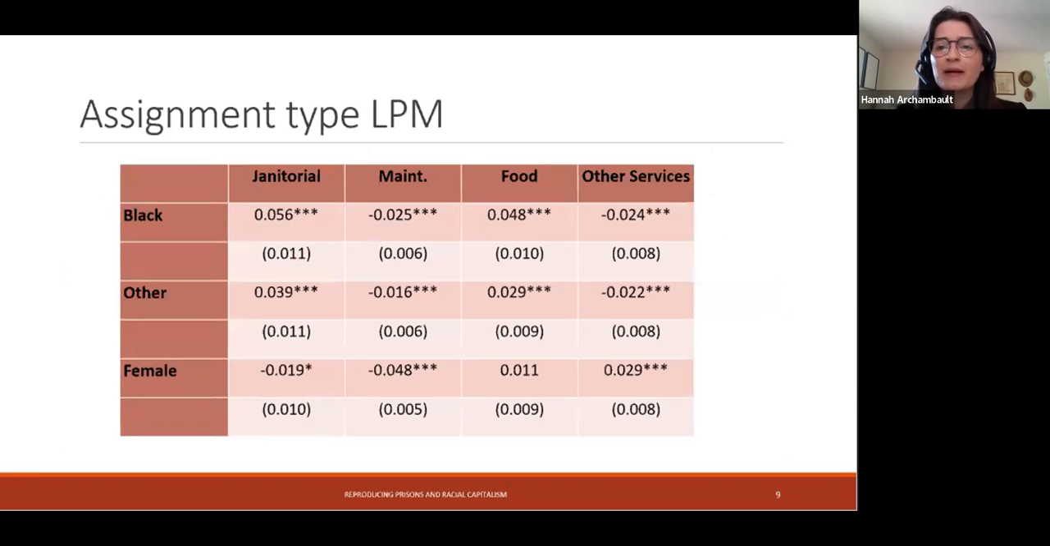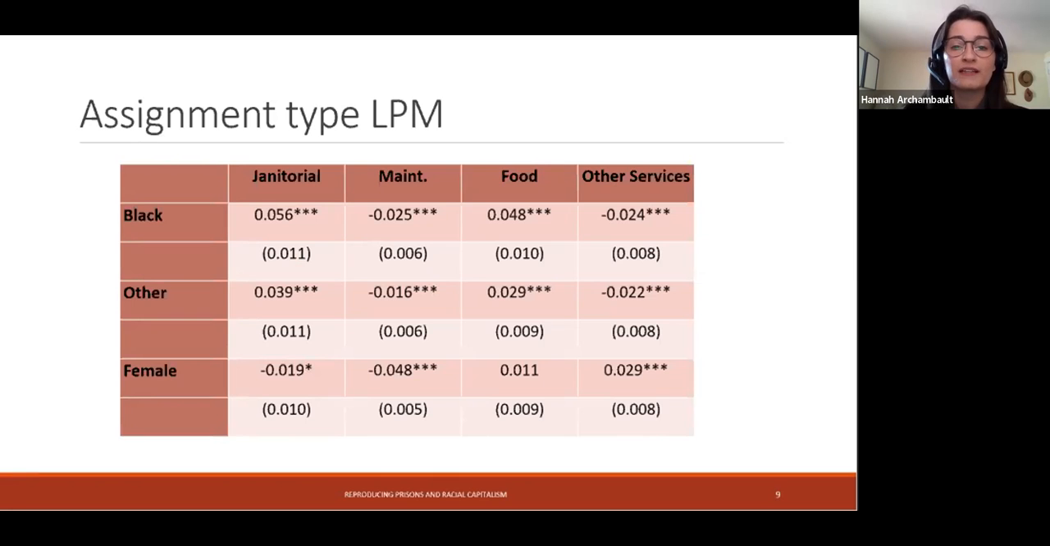So I suspected that there might be some differences between the disaggregated assignment types. So I analyzed each of the 10 types on their own, and there were some important differences. These four types of work are the most common or the most analytically significant. And we see that in particular, Black workers were less likely to have maintenance jobs, but more likely to have janitorial jobs, both of which were in one aggregated category previously.